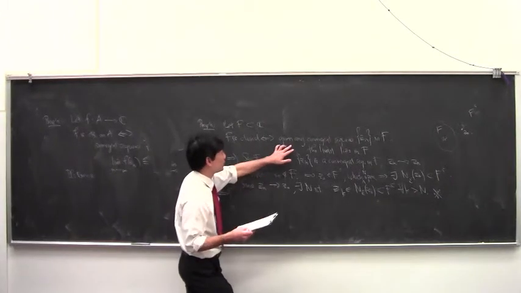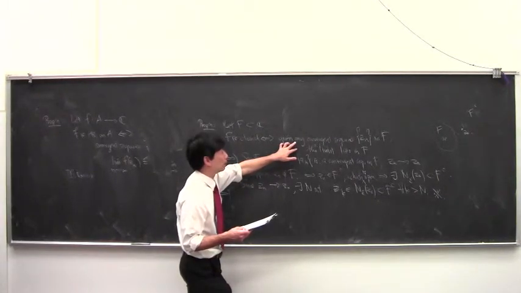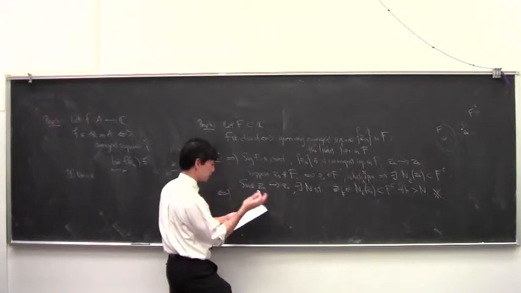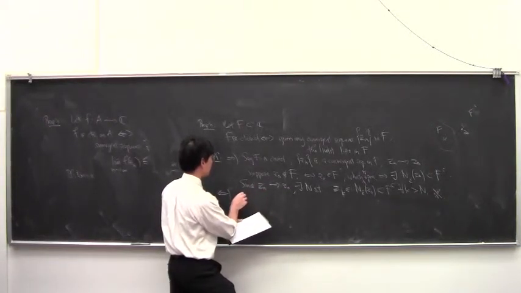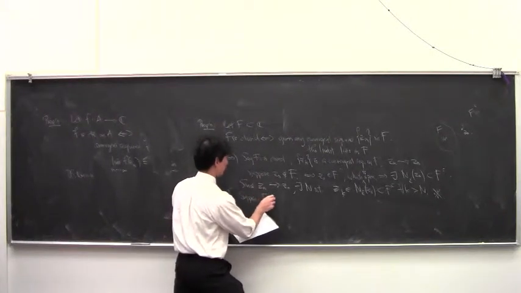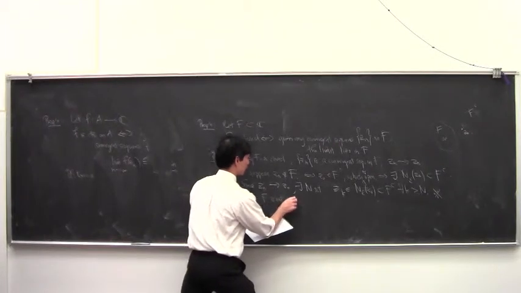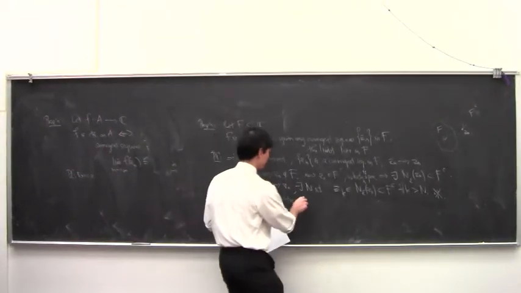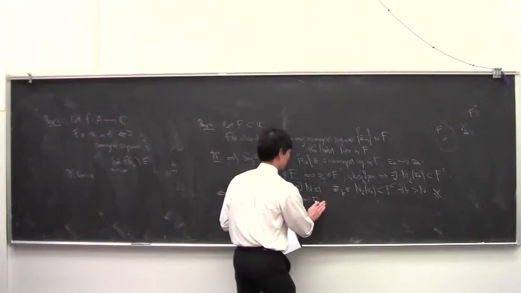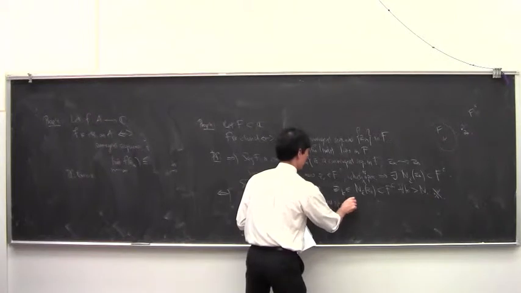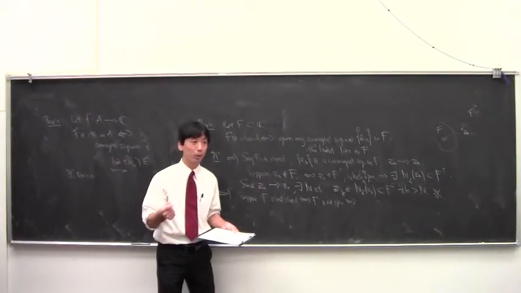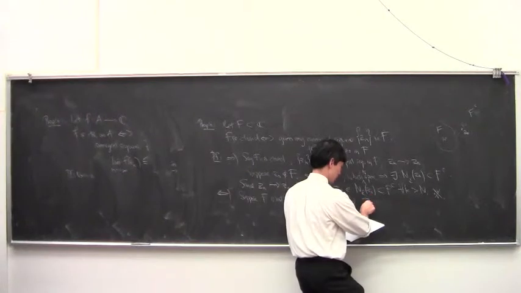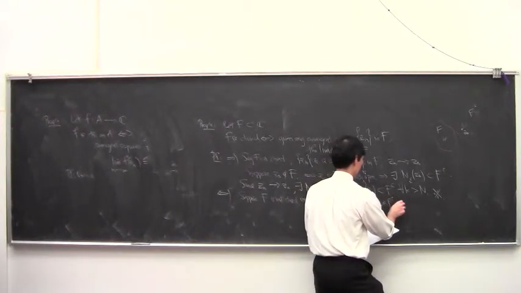Okay, so let's do the opposite direction. Suppose every convergent sequence in F converges within F. Let's suppose that, and let's suppose F is not closed. Suppose F is not closed. Right? In that case, F complement is not open. Well, being not open means that there's some point that's not interior. Being open means all your points are interior. Being not open means that there exists some point Z_0 in F complement that is not interior.